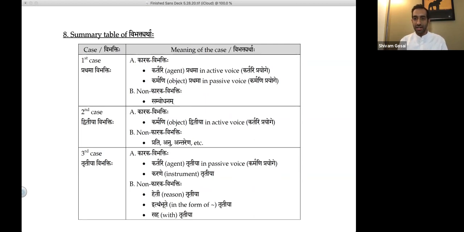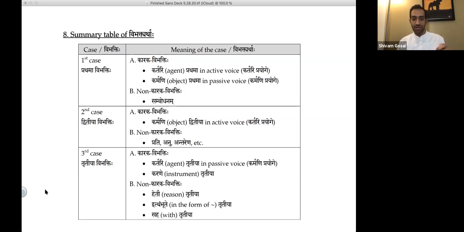Arthaha means what? Meaning of Vibhakti. What is Vibhakti? A case. There are 7 cases. 6 karakas, 7 cases, okay? A little bit different. So our first case, Prathama Vibhakti. This is page 86 of the textbook. There we have our 7 cases. The first case, Prathama Vibhakti, the karaka related to it is Kartari Prathama. Then it can also be the Karmani Prathama in Karmani Prayoga, and Sambodhana.